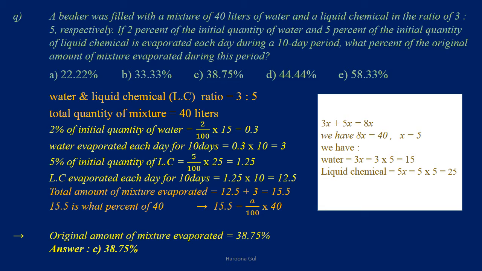Now the question says, what percent of the original amount of mixture evaporated during this period? So we're simply going to convert this into a statement, that is, 15.5 is what percent of 40, and our answer is going to be 38.75%. So this is our answer, right?